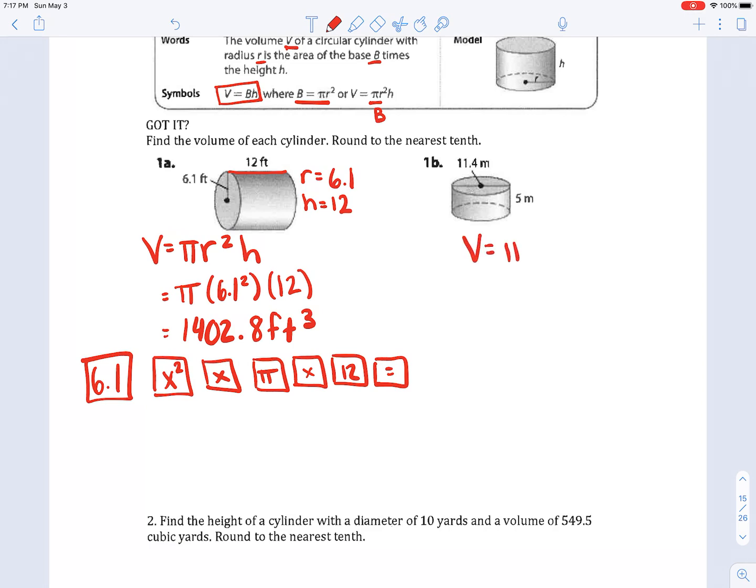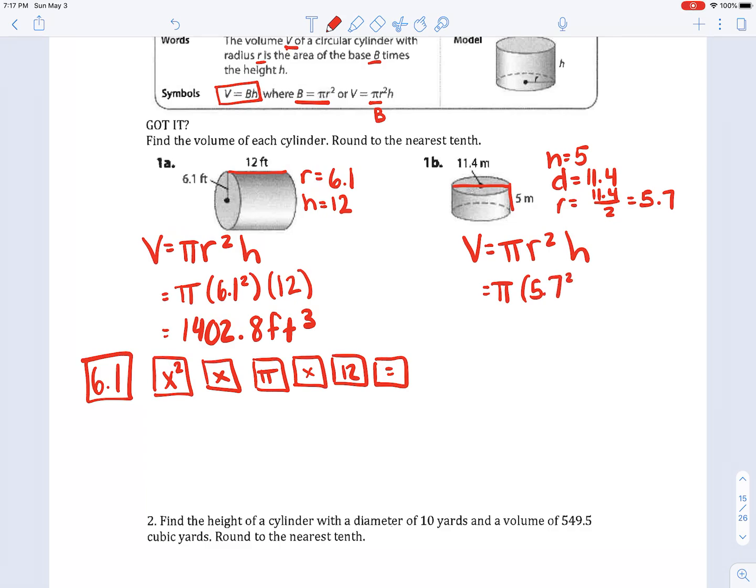So let's look at 1b. I still see a cylinder, so I'm going to write down my volume formula for the cylinder, pi r squared times h. Now looking at the pieces, I see the height, the thing connecting my two circular bases, is 5, but I see that they give me the diameter, the distance all the way across, is 11.4. Well, I don't need the diameter in my formula, I need the radius. So I know that my radius is the diameter divided by 2, which gives me 5.7. Now I'm ready to plug into my volume formula.